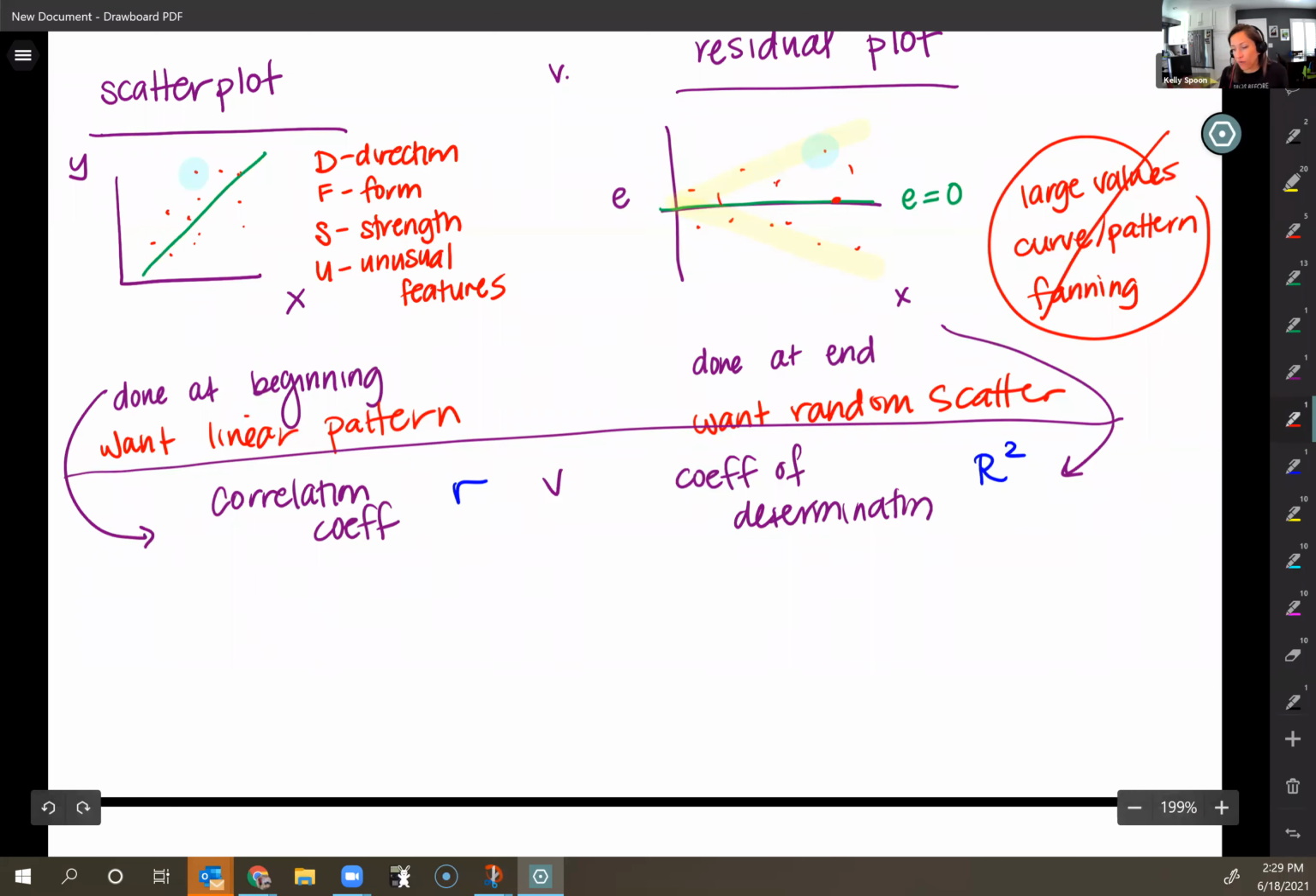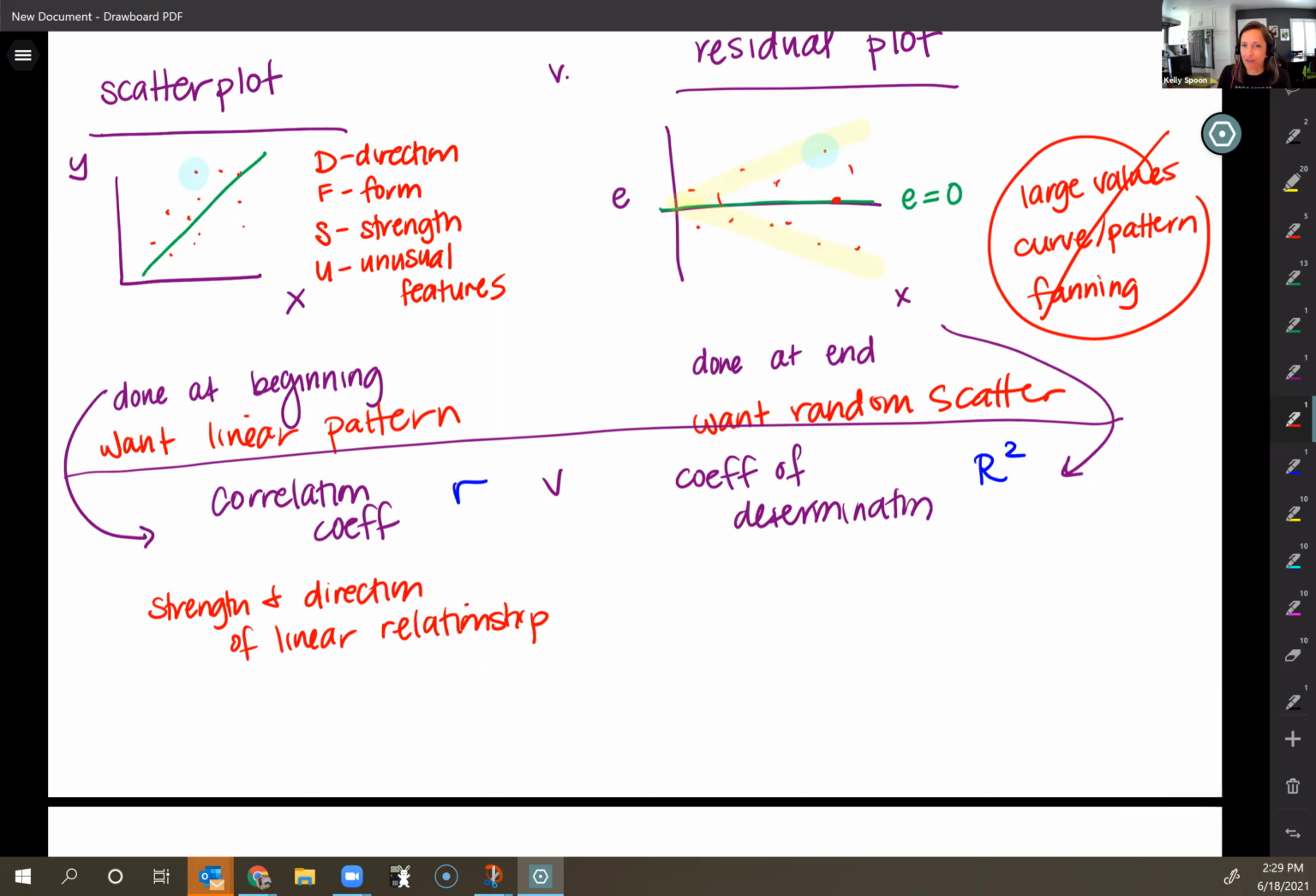So the correlation coefficient, like I said, is done at the beginning and tells us about the strength and direction of our relationship. It gives us a way to less subjectively talk about that scatter plot. With the scatter plot, you can sit there and say, I think it looks linear, I think it looks positive, and sometimes it's not super clear, but the correlation coefficient boils it down to a single number, which makes life a little bit easier. Whereas the coefficient of determination boils the residual plot down to a single number and tells us, are our predictions any good?